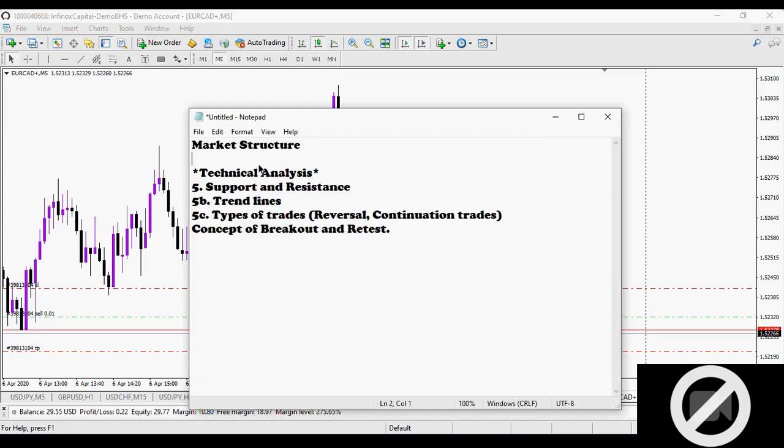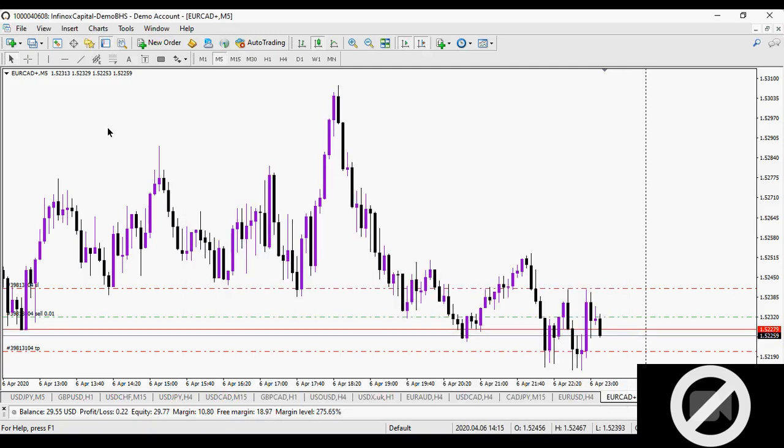So we're going to talk about market structure, and then we're going to do a technical analysis. We'll look at support and resistance. We'll look at trend line. We'll look at types of trades, you know, concepts of breakout and retest. Hopefully we're able to cover this for today. If not, we'll continue tomorrow.